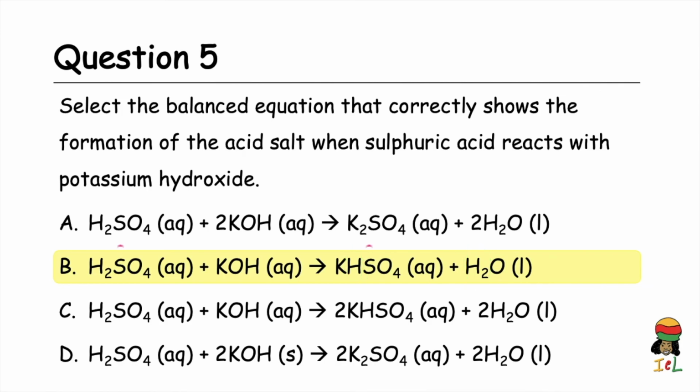There is one sulfur on the left and one on the right, so the sulfur atoms are also balanced. There are 5 oxygens on the left of the equation, 4 in the acid and 1 in the base. And then on the right, there are 5 oxygen atoms as well, 4 in the salt and 1 in water. The potassium atoms are also balanced with 1 on either side of the equation. Since the number of each type of atom in the equation is equal on either side, the equation is balanced.